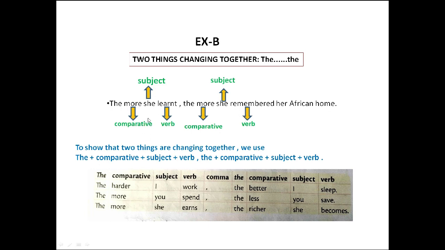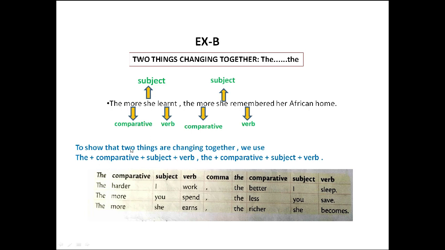Now here you can see that two things are changing together. What are those two things? The more Wangari was learning, the more she was remembering her African home. So there were two things changing together. So how will I put these words properly in a sentence? First, what we will do, we will identify the subject, then the verb, and then the comparative form of adjective. And then I will use my formula.